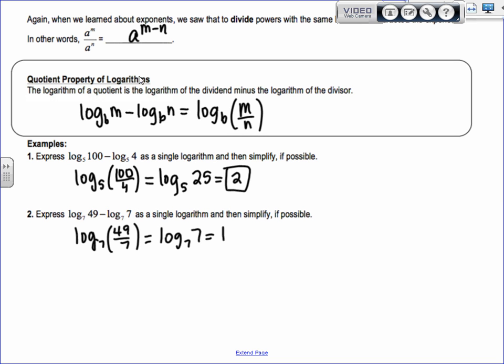Now, in this example, you could have actually done this without combining, right? What's log base 7 of 49?